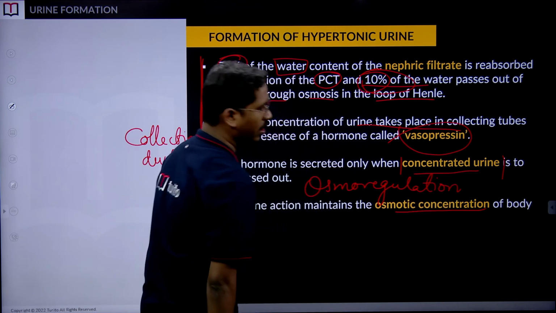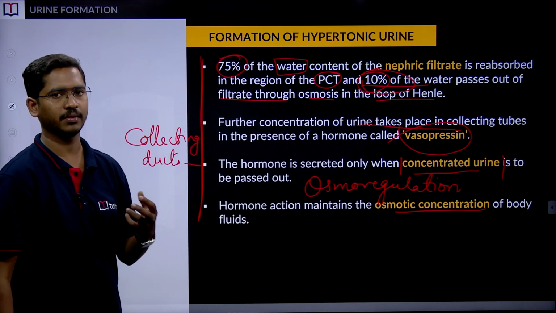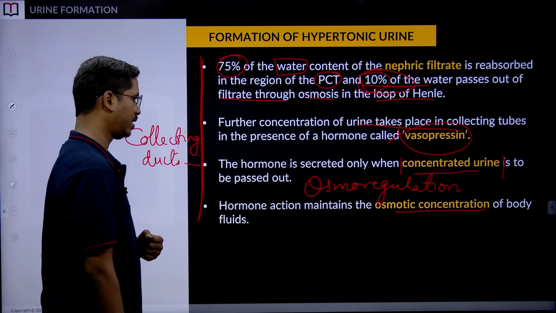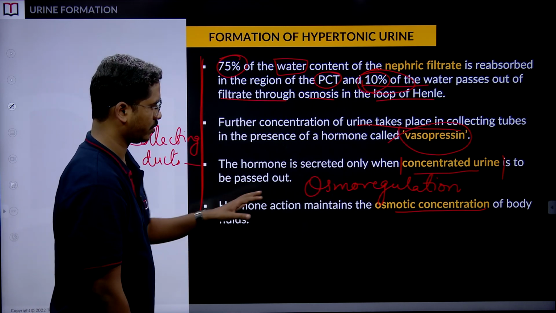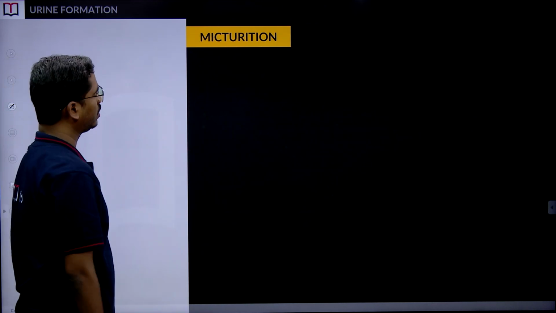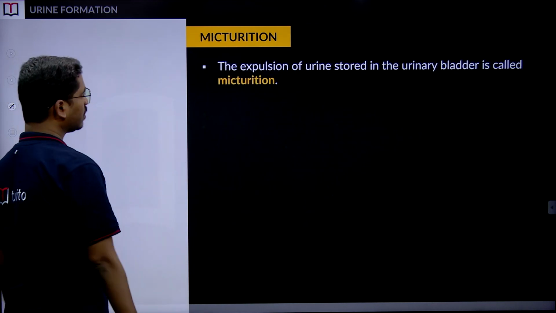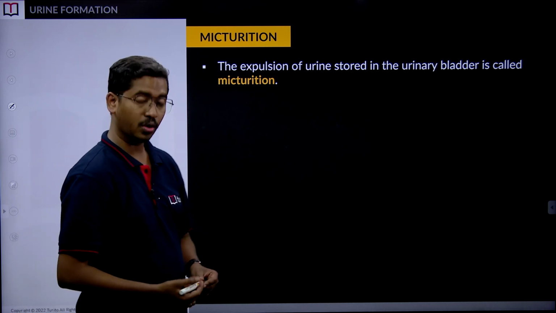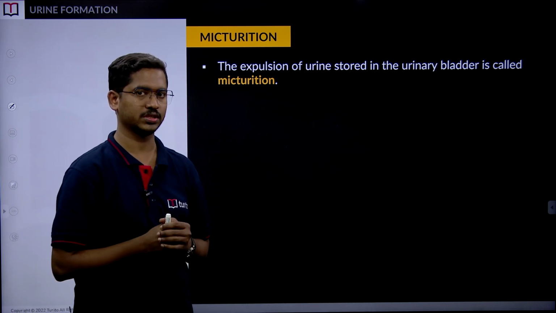So, this osmoregulation is very much important, right. Osmoregulation, that is the osmotic concentration of the body fluids, occurs quite commonly. So, the final step is micturition. How does this happen, or what is this micturition?